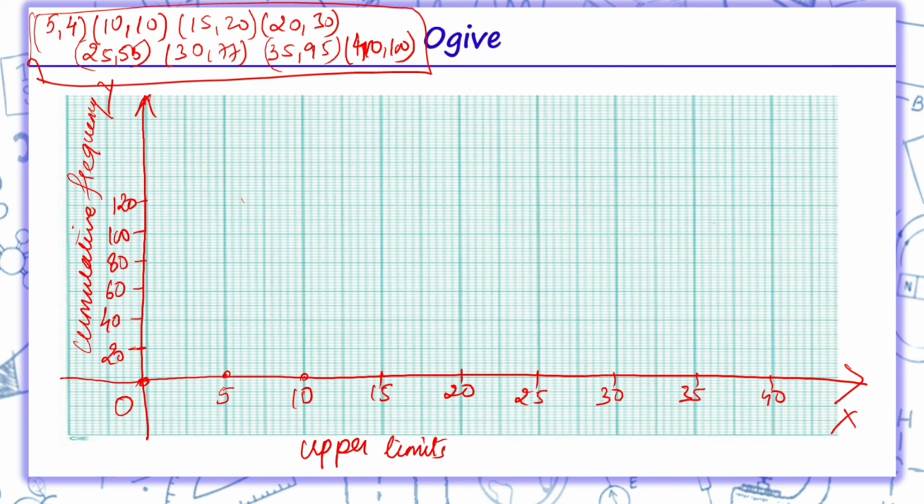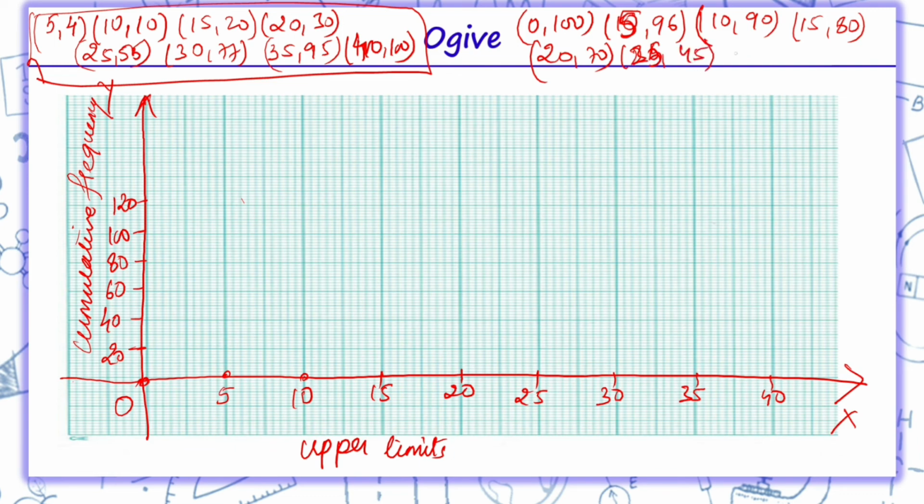Then we will write the points for more than ogive. More than ogive was 0, 100, then 5, 96, then 10, 90, then 15, 80, then 20, 70, 25, 45, 30, 23 and then 35 and 5. So on the left hand side I have written the points of less than ogive and on the right hand side I have written the points of more than ogive.